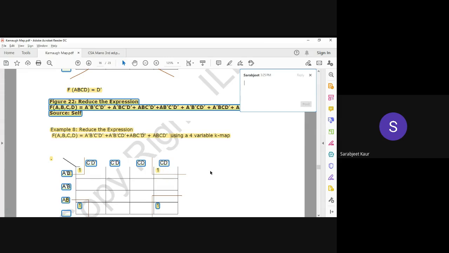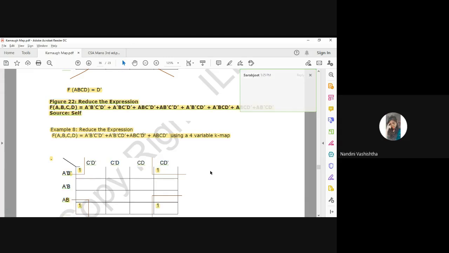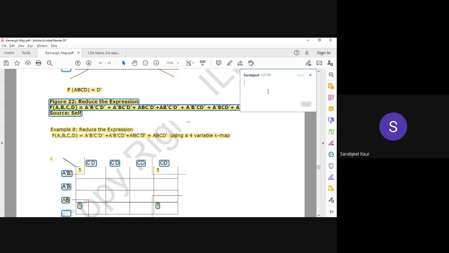So what is my final expression? It will be B dash, D dash. Is this clear? Yes, ma'am. Yes or no? It will be B dash, D dash, not B dash plus D dash, because we are doing SOP now.